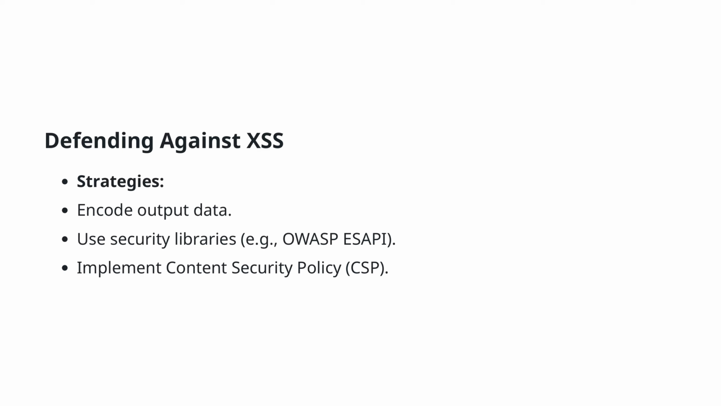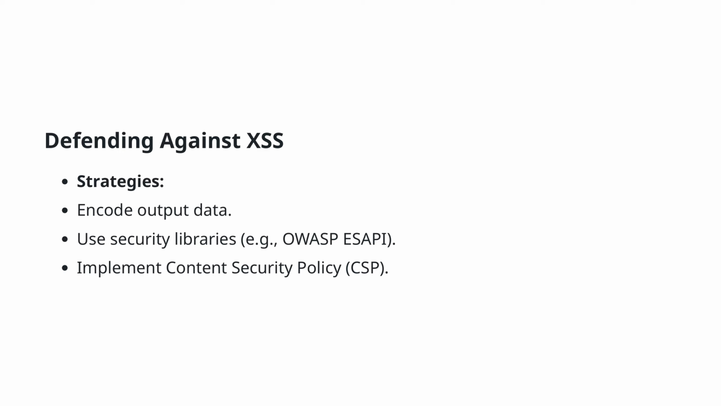Defending against cross-site scripting, XSS, involves several key strategies to enhance your web application security. First, it's important to encode output data. This means converting special characters to a safe format whenever you're displaying user input on a web page to prevent execution of malicious scripts. Second, using security libraries such as OWASP's Enterprise Security API, ESAPI, can significantly reduce the risk of XSS attacks.